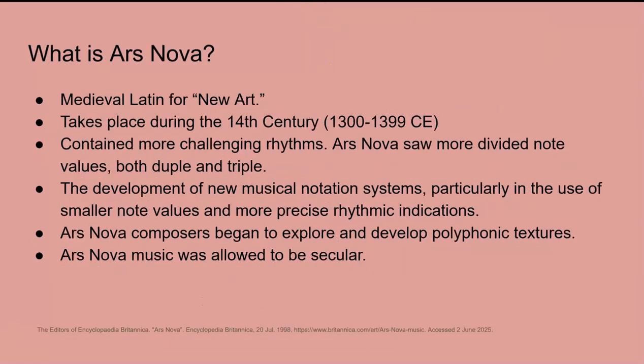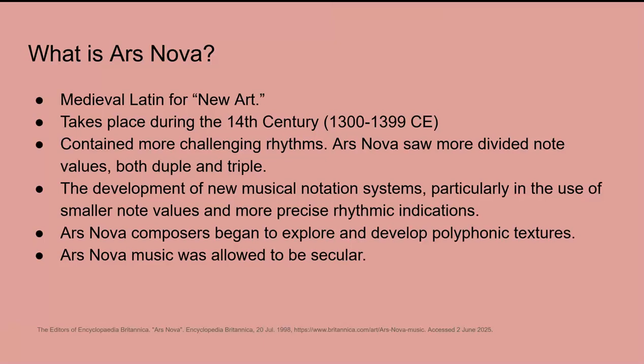So what is Ars Nova? Ars Nova is medieval Latin for new art. Ars Nova takes place during the 14th century, so 1300 to 1399 Common Era. It contained more challenging rhythms. Ars Nova saw more divided note values, both duple and triple.